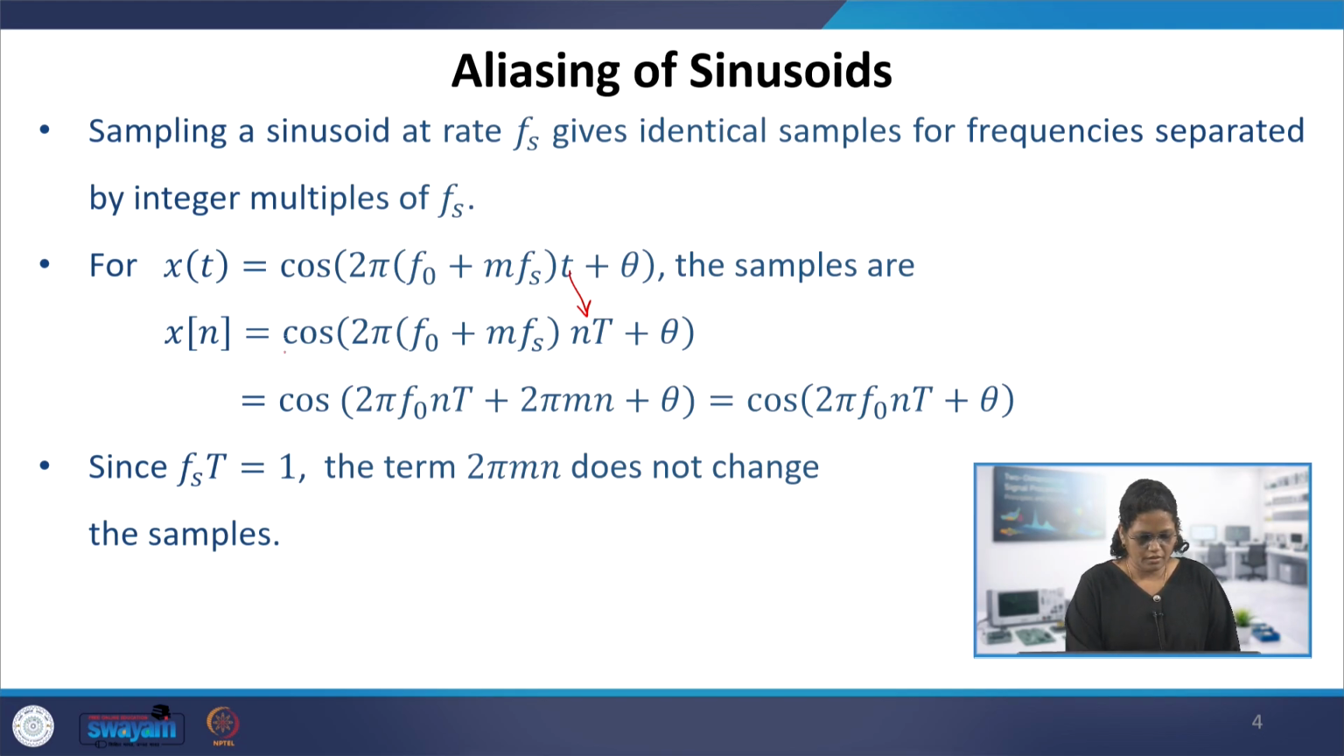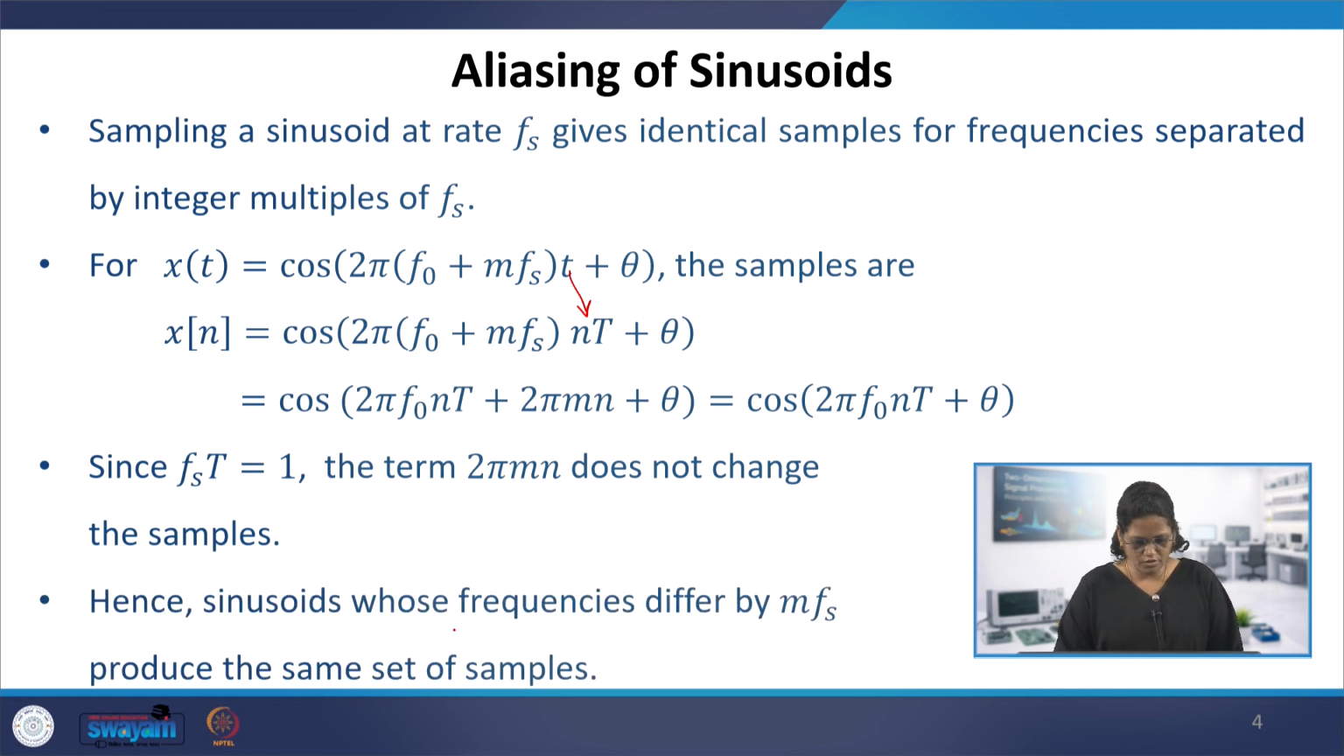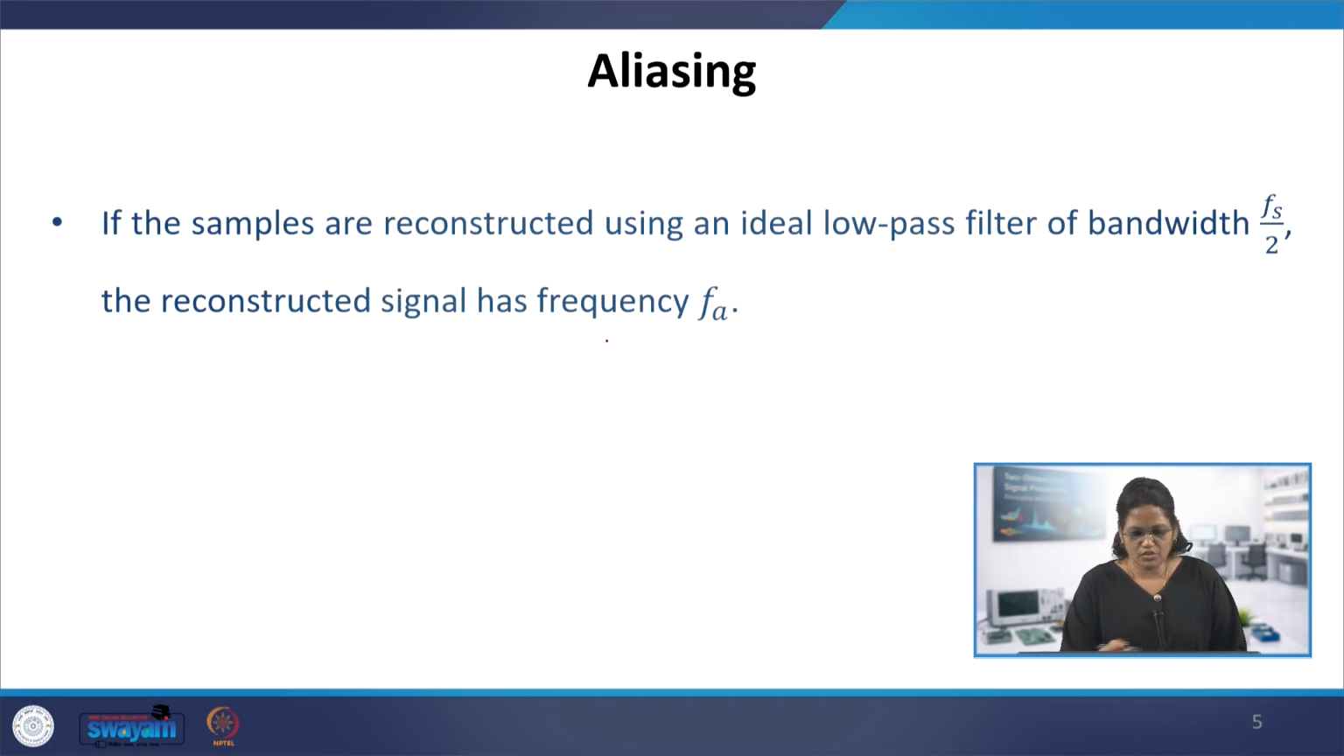So x of n, the original signal, is obtained irrespective of this m Fs. That's what we are saying: if the frequencies differ by an integer multiple of the sampling frequency, you will end up with the same samples, cos of 2 pi f naught n Ts plus theta. So sinusoids whose frequencies differ by m Fs produce the same set of samples. So what is the reconstruction in this case?